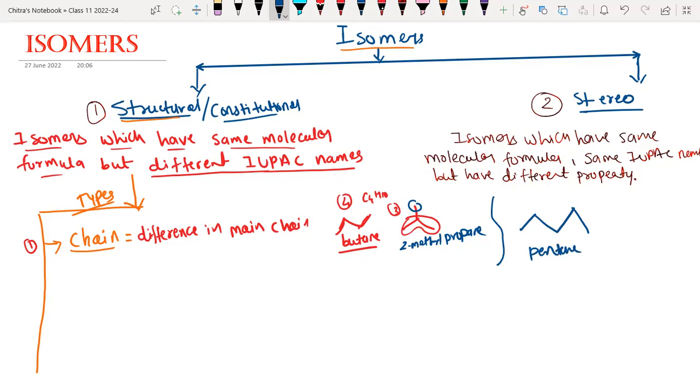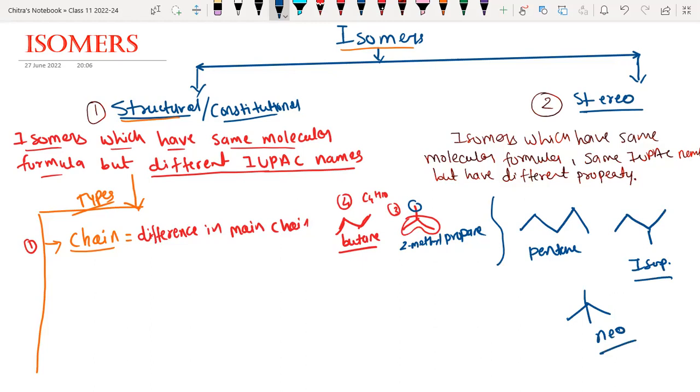It is pentane. If I write like this, there are 3 isomers, right? Pentane, isopentane, and neopentane. This is isopentane. If we can write like this, okay, so this is neo. So what is the difference between iso and neo?